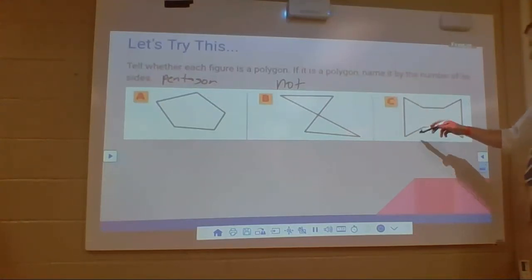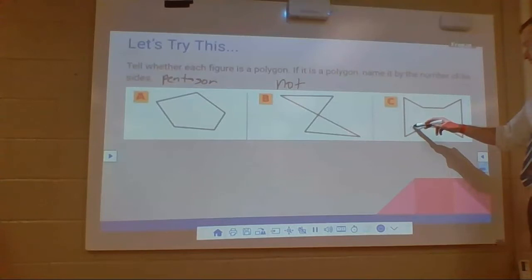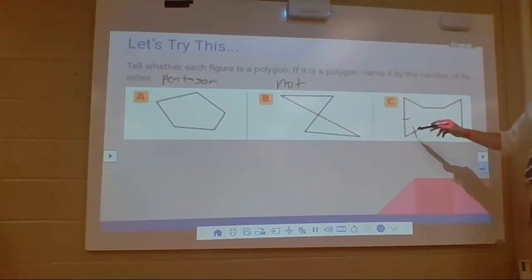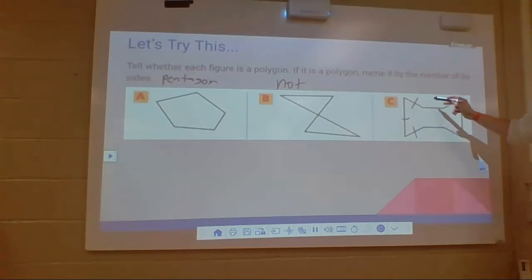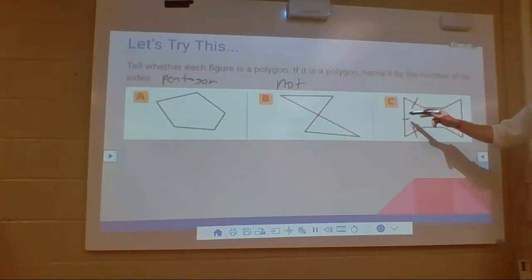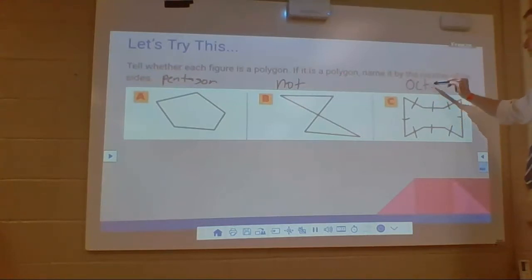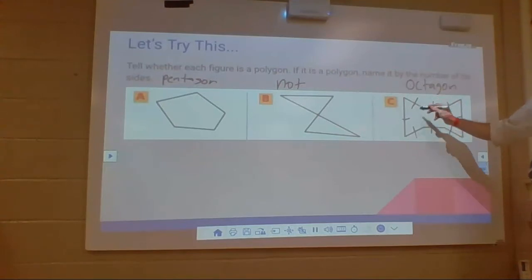It could help you to put a little mark. Now these look like congruent tick marks, but I'm not saying they are congruent. I'm just using them to count off to make sure I've already counted that side. So 1, 2, 3, 4, 5, 6, 7, 8. Oh, that's 8 sides. Well, that is an octagon. Again, don't be confused. I just use that to help me count. That does not mean that these sides are congruent. And I just erase that.